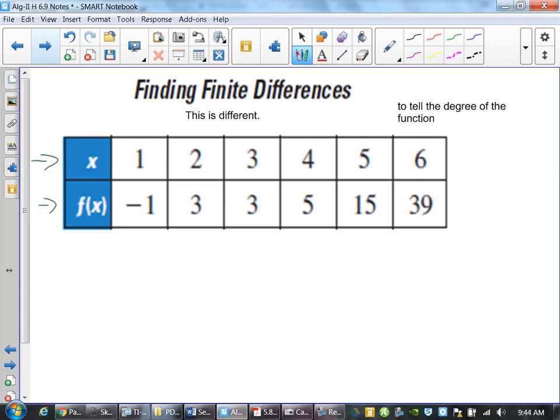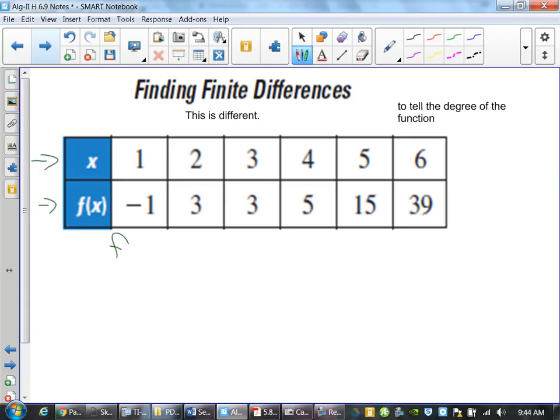So think of it this way. This is f of 1, f of 2, f of 3, f of 4, f of 5, f of 6. Because you're letting x equal 1, 2, 3, 4, 5, and 6. Okay. So if I look at this chart, what I can do is the following.